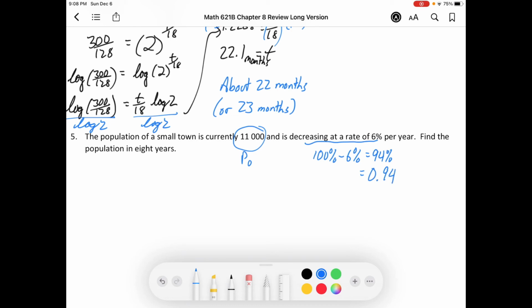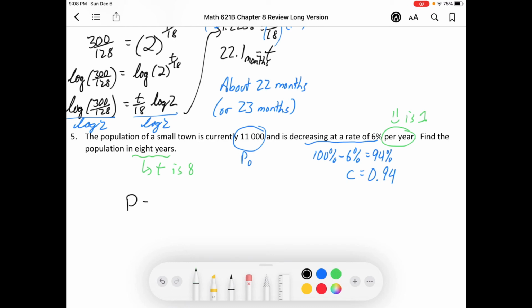or really you're just multiplying by 0.94. That's what C is. When they say per year, that means that 6% change happens every year. That's the smiley face, and it's 1. Find the population in 8 years. So here they're telling us t is 8. So the smiley face is 1, t is 8.